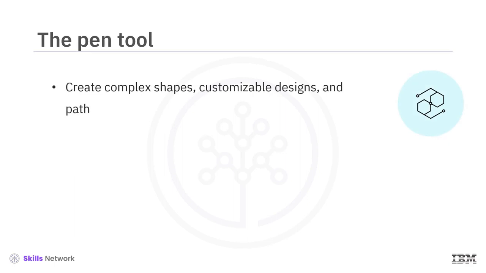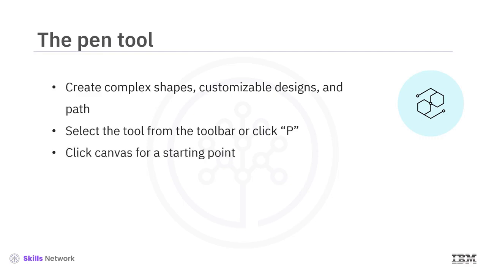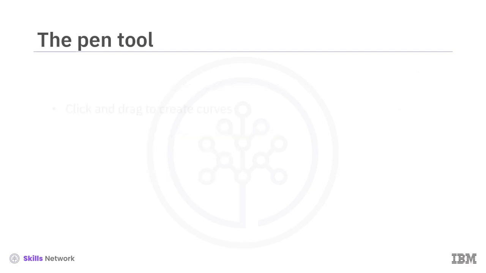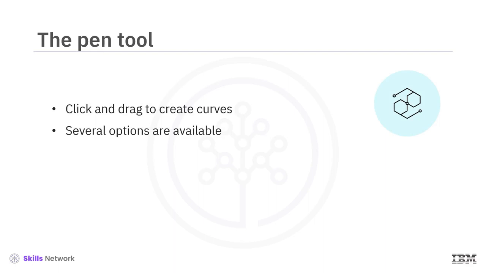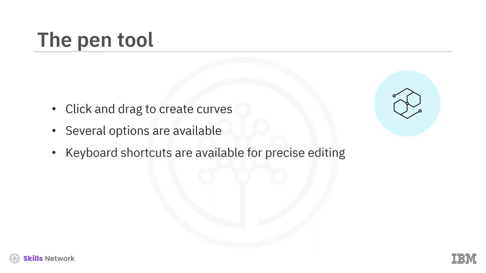The Pen tool creates a variety of shapes and paths, from simple lines to complex illustrations. Select the Pen tool from the toolbar or use the keyboard shortcut P. Click the canvas to create a starting point and continue clicking to create a path. You can also click and drag to create curves. The Pen tool has several options, including stroke adjustment, color fill, stroke weight, and more. Several keyboard shortcuts for precise editing include adding and removing anchor points. When working with the Pen tool, use the Zoom tool to create precise curves and shapes.